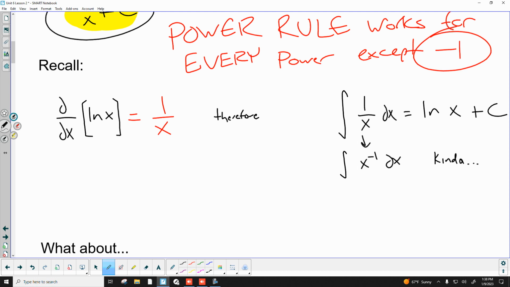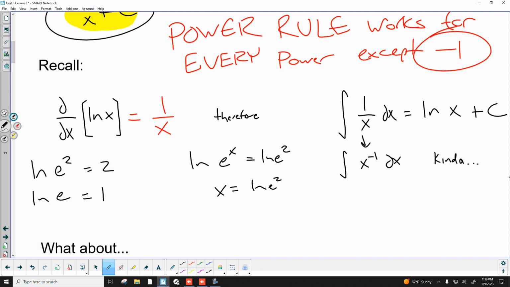Remind your neighbors about the log function, like what's the log of e squared? You guys remember what log e squared was? Good. What was the log of e? Cool. Logs and e's undo each other, right? Because it's like e to the x equals e squared. If you take the log of both sides, you get x equals log e squared. So it's like 2. That's got to be 2. So anyways, logs and e's undo each other.